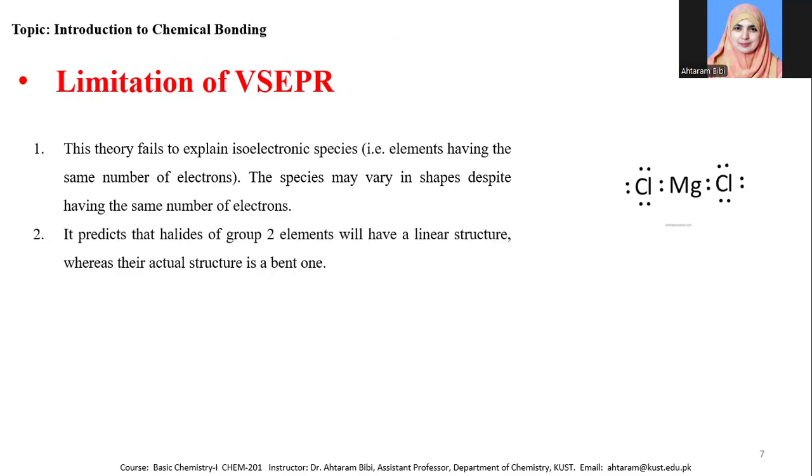The second limitation is that it predicts that halides of group 2 elements will have a linear structure, whereas their actual structure is a bent one. We can see here the magnesium chloride molecule, and according to valence shell electron pair repulsion theory, if it has a linear structure, it will have minimum repulsion. But it is observed that magnesium chloride has a bent structure, so the theory doesn't explain why the halides of group 2 elements have a bent structure.